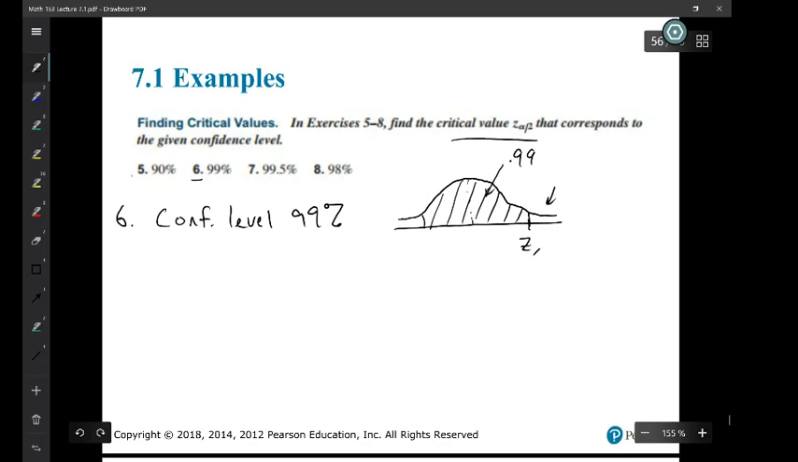So z sub alpha over 2 is the z-score such that all the area to the right of that number is half of 1%. So 0.99 is going to leave 0.01 altogether from both tails. So half of 0.01 would be 0.005.